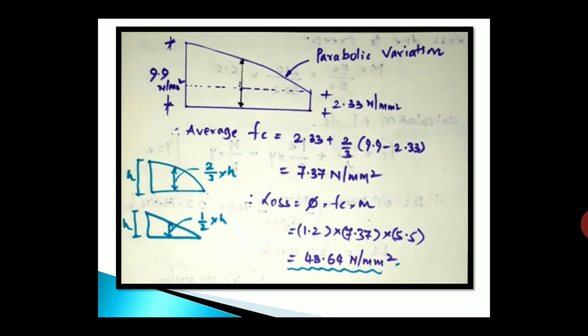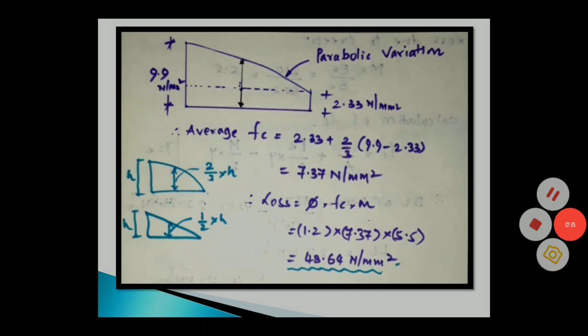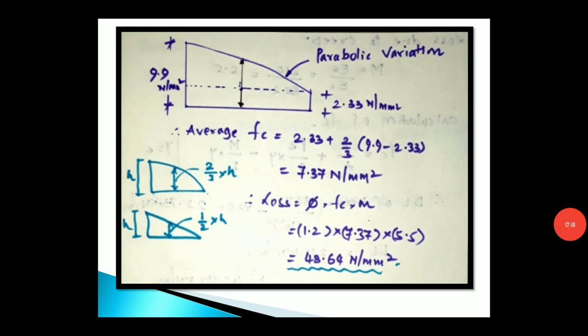Therefore, the loss is estimated as 1.2, which is the factor which is given, into FC, which is 7.37, into the modular ratio, which we have found as 5.5. Therefore, the loss is equal to 48.64. So this part you need to understand properly. If you get any doubts, please don't hesitate to call back or you can text.